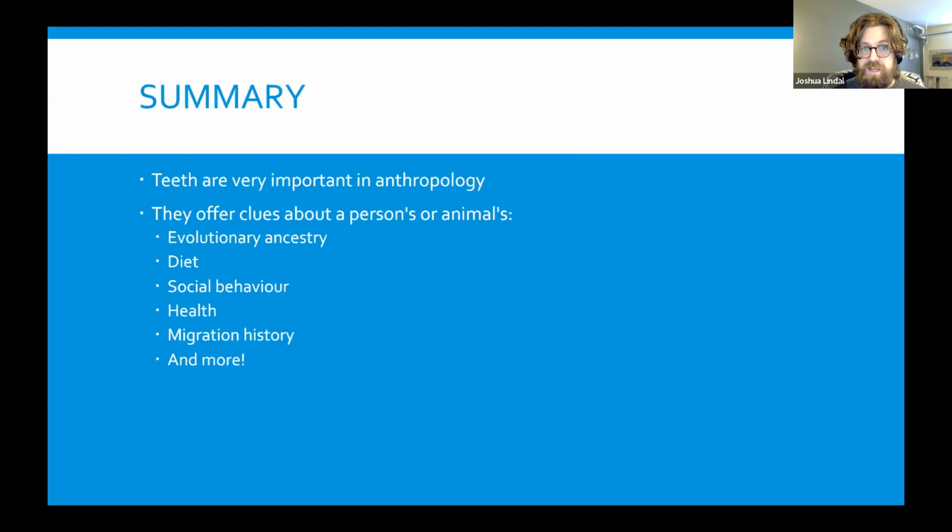And so that brings us to the end of the presentation I have for you today. Just to summarize everything, teeth are very important in anthropology in a lot of different ways. They offer clues about a person's or an animal's evolutionary ancestry based on their shape. They can tell us about their diet and the diet that their ancestors evolved to eat, but also the diet that they were actually eating, which we can determine based on the chemical makeup of their teeth. They can tell us about social behavior, what kind of communication they had. They can tell us about the health of the individual when they were alive. Based on the isotopes, they might even be able to tell us about the migration history, where they lived and how they moved around when they were alive. And there's even more things that they can tell us, which I just didn't have time to include in the presentation. So there's a lot that teeth can tell us about people and animals alive today and from the past. So that's the presentation I've got.